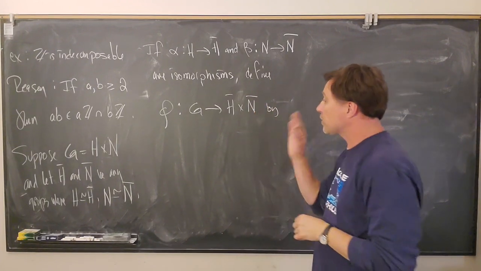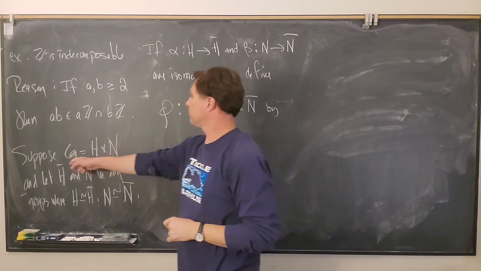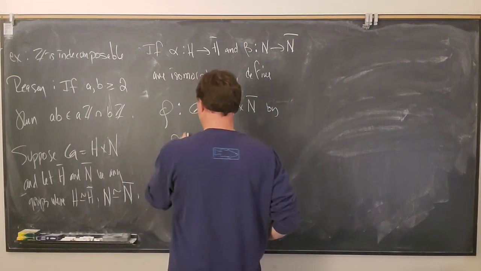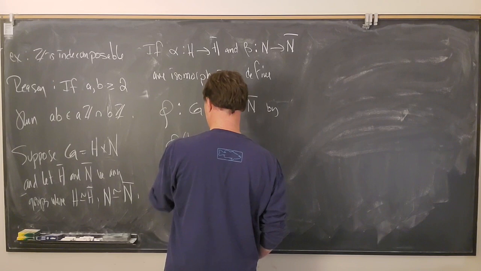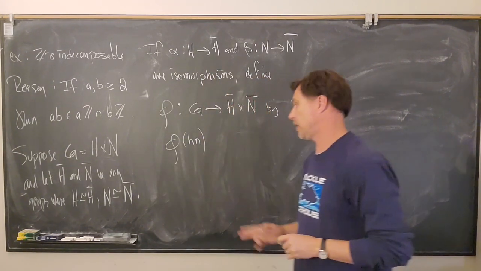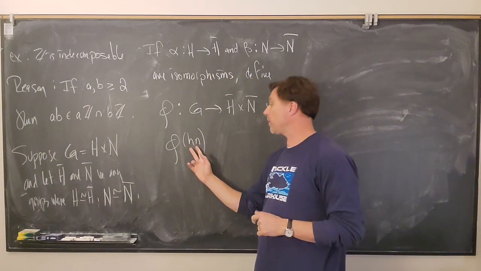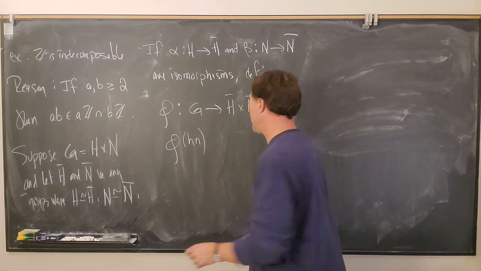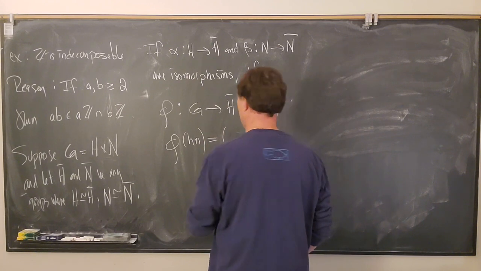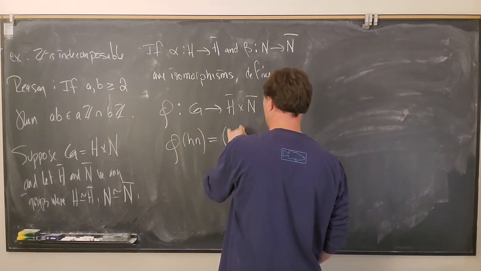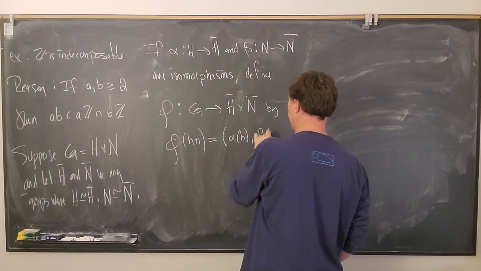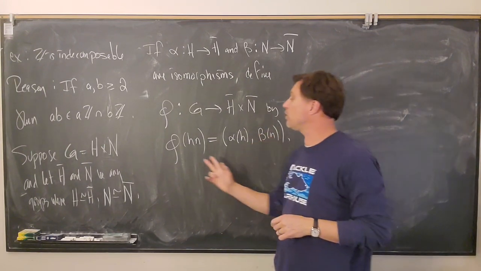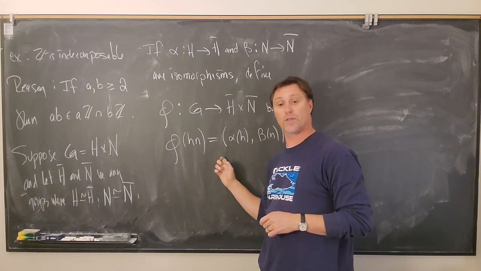Phi. All right, so now we know that G is the internal direct product, and so every element can be expressed uniquely as something from H times something from N. So all elements are of this form, little h times little n. And the obvious thing to do here is to write this as alpha of h comma beta of n, because of the uniqueness, this function is well defined.